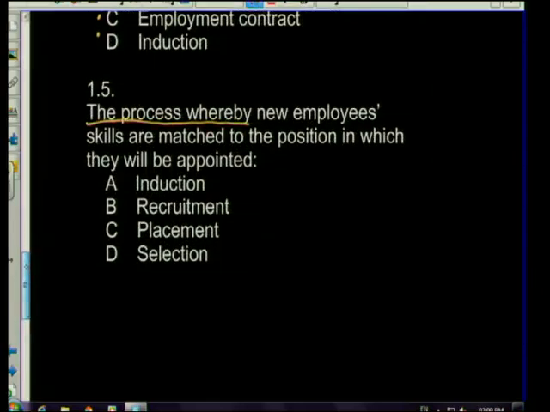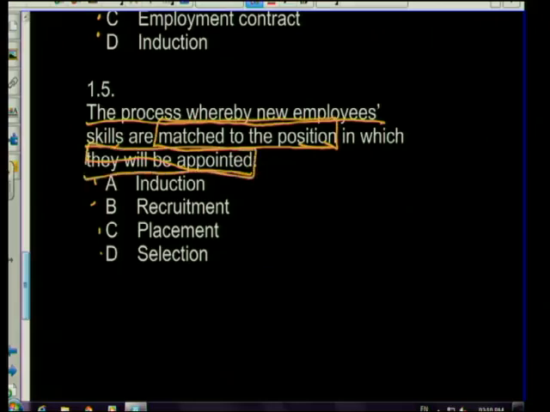It's the process whereby new employees' skills are matched to the position in which they will be appointed. So these are the four main headings, you'll recognize them. So is it part of induction? Is it part of recruitment, placement, or selection? So let's read the sentence again. So it's a process where new employees are matched to the position in which they will be appointed. So this will quite simply be placement, grade 12s. Why? Because you're placing them in the position you advertised for, they applied for, and you're placing them in the job. Easy as that. Remember, in this section, we've done multiple choice, but there's also match the column as well as the words in brackets.